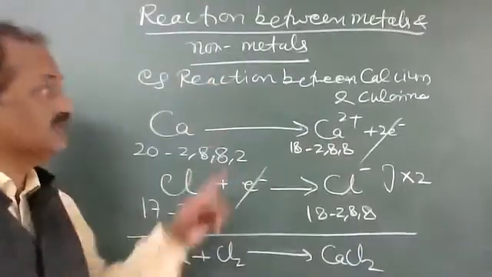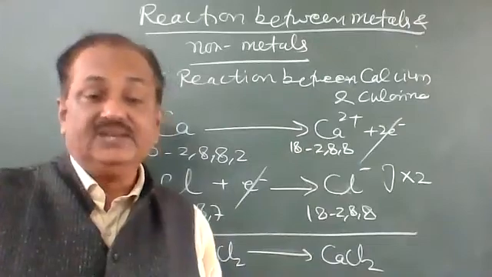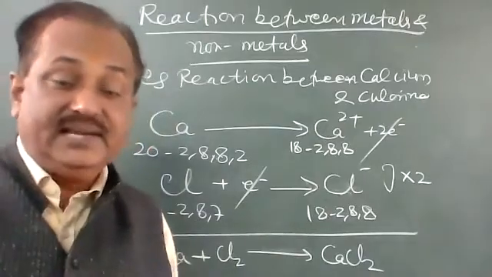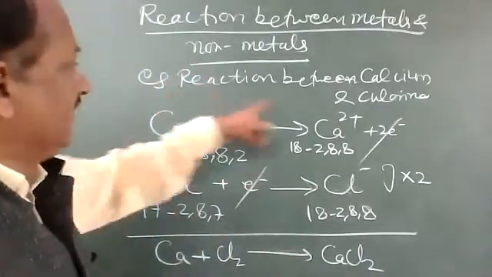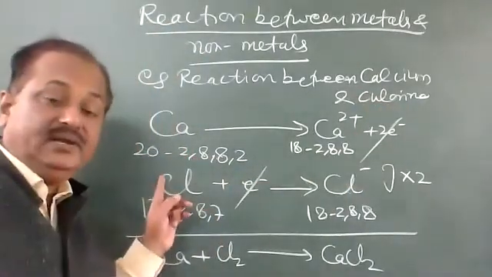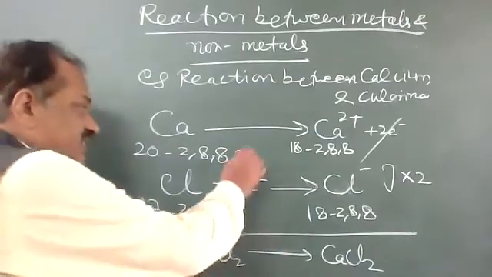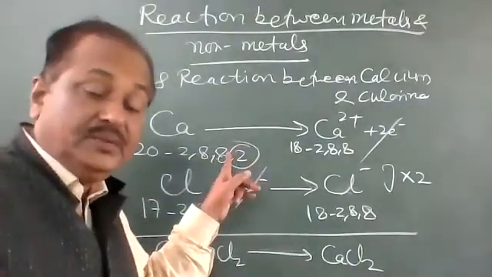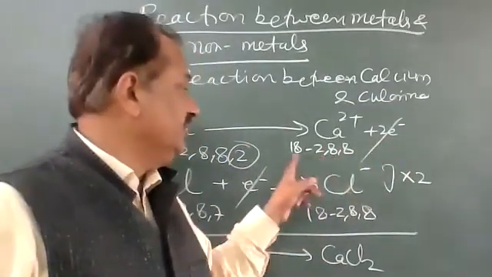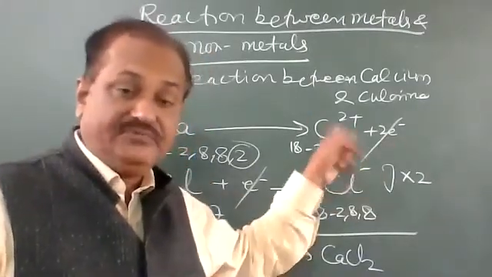Now I'm going to explain the reaction between metals and non-metals. Metals and non-metals react together to form an ionic compound. Ionic compounds are formed only by the reaction between metals and non-metals. Here I have taken calcium and chlorine. Calcium is a metal, atomic number 20, with electronic configuration 2, 8, 8, 2. So the valency is 2; the last shell has 2 electrons. Calcium will lose 2 electrons, forming a calcium cation. The loss of electrons is oxidation.